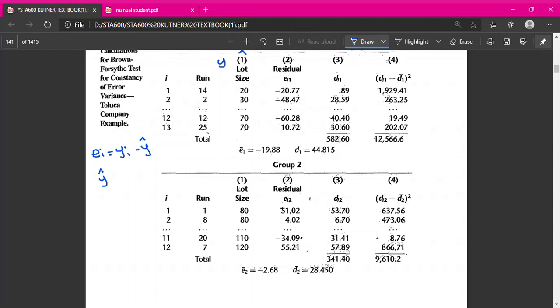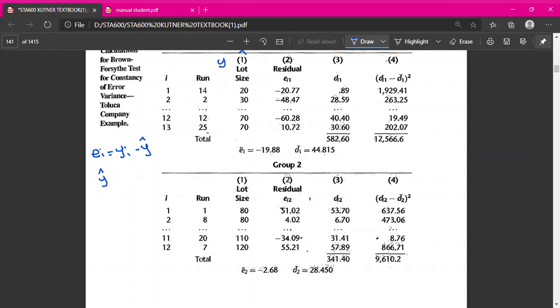Okay, so once we have the ei for the first group and the second group, we need to calculate the value of di1 dan di2. We need to have this column untuk nak cari value of d1 bar, d2 bar, and also the summation of di1 minus d1 bar square. Okay, we go one by one.